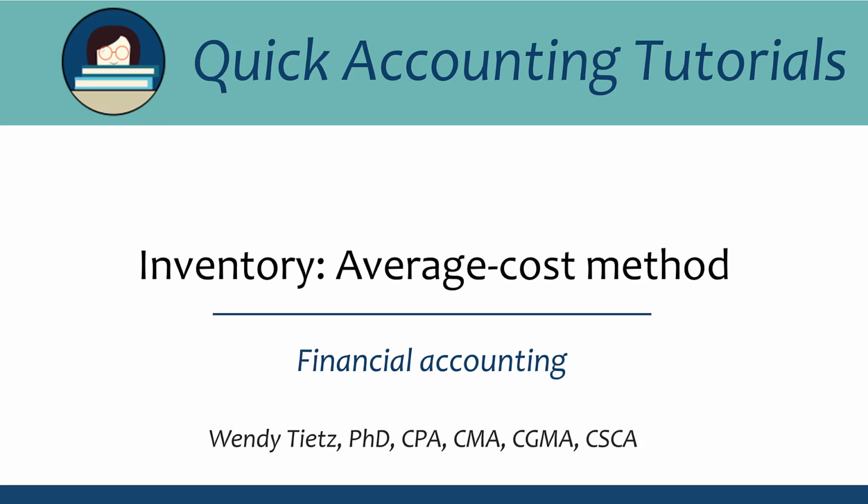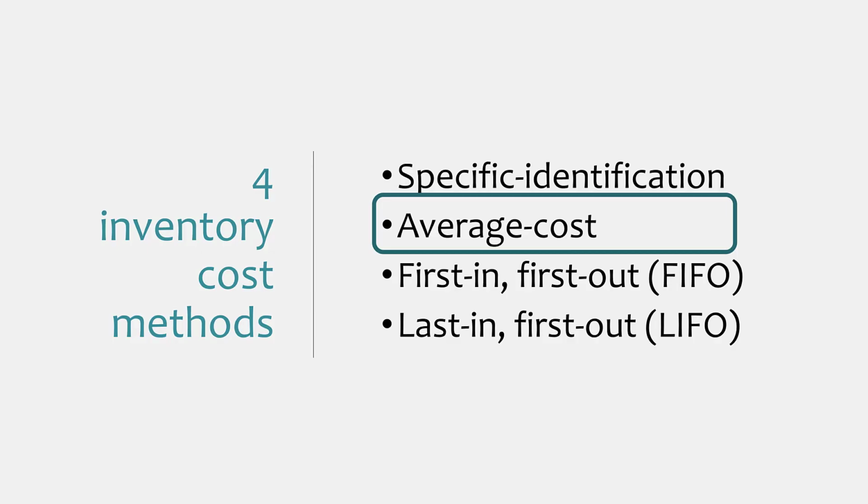In this video, we're talking about the average cost method for costing inventory. Remember that there are four major inventory cost methods. We are referring to the average cost method in this video. Average cost can also be referred to as the weighted average cost method.